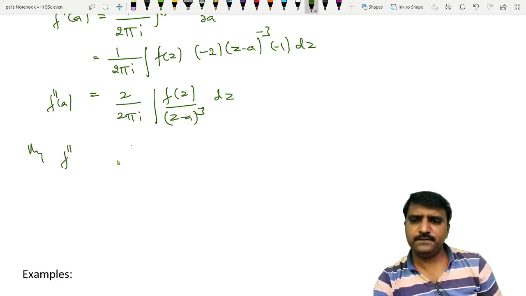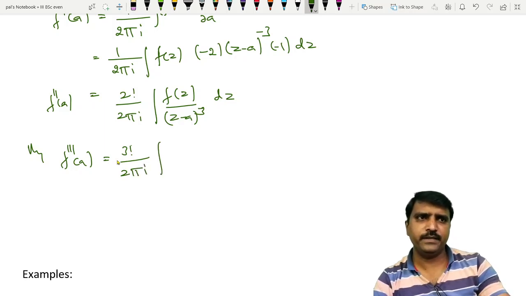Similarly, f triple dash of a is like this, which is equal to 2 into 3. When you take this to the numerator and differentiate, we get 3 here, 2 into 3, so you can write 2 factorial into 3 becomes 3 factorial by 2 pi i into integration of f of z by z minus a to the power 4 into dz.